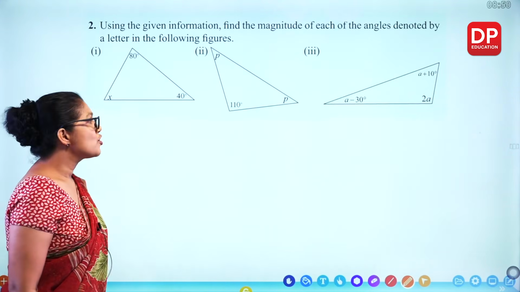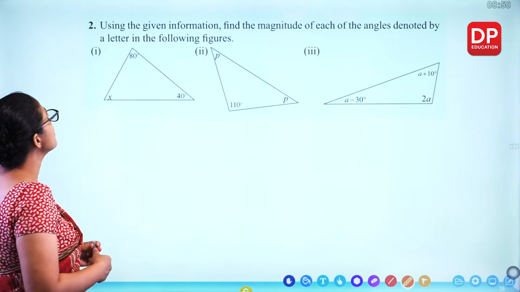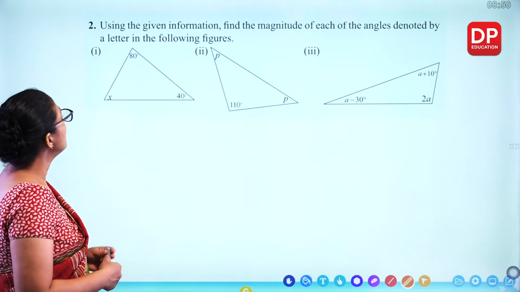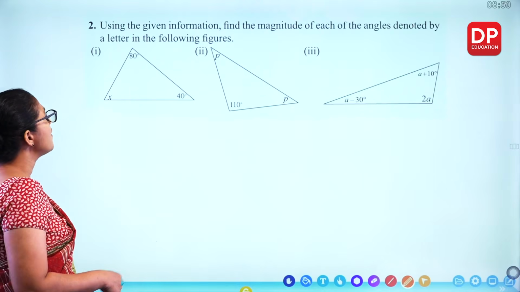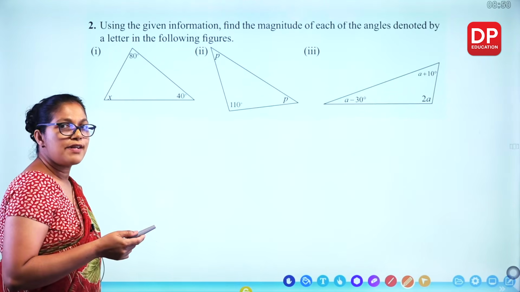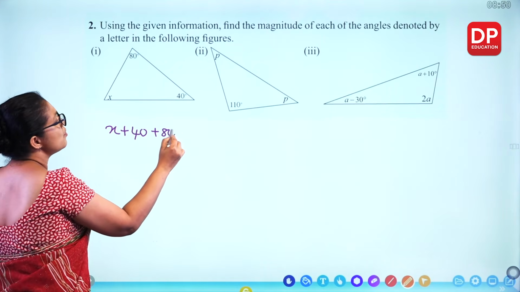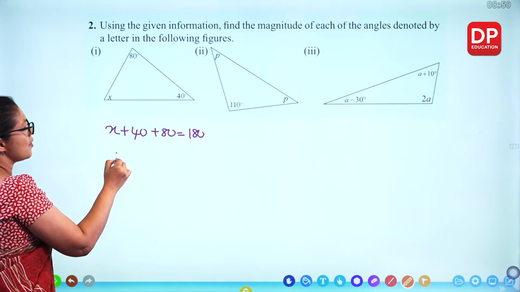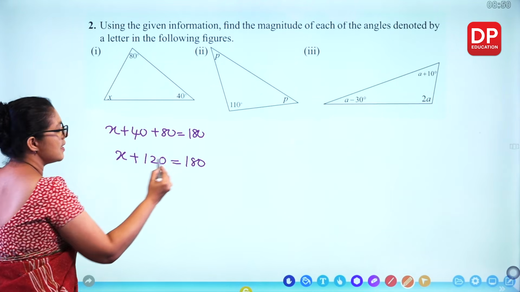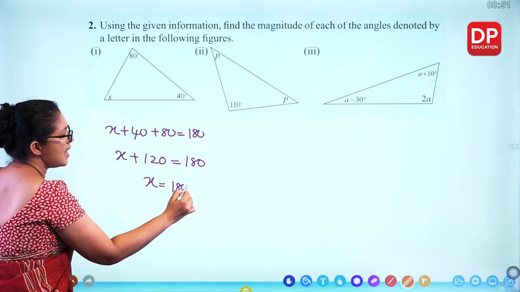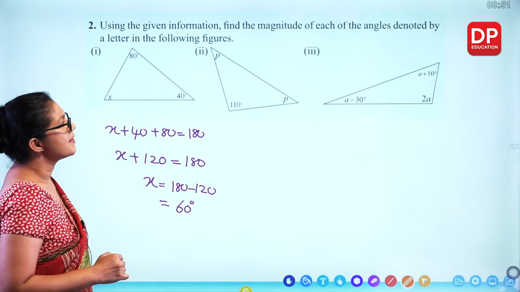Now look at question number 2. Using the given information, find the magnitude of each of the angles denoted by a letter. So here first one X, the other one P, and the third one A. What can we write? These are interior angles. So the sum of interior angles adds up to 180. So x plus 40 plus 80, you get 120. Then what is x? 180 minus 120, you get 60 degrees.